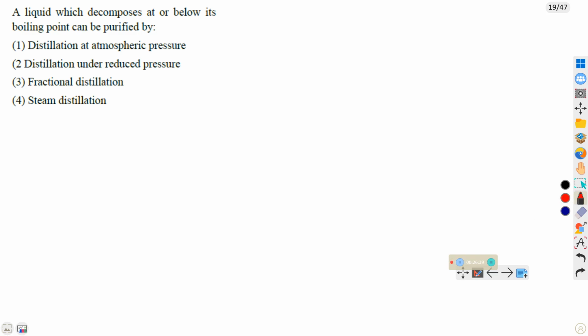A liquid which decomposes at or below its boiling point can be purified by vacuum distillation process. Vacuum distillation, this is also called distillation under reduced pressure. Second option correct.